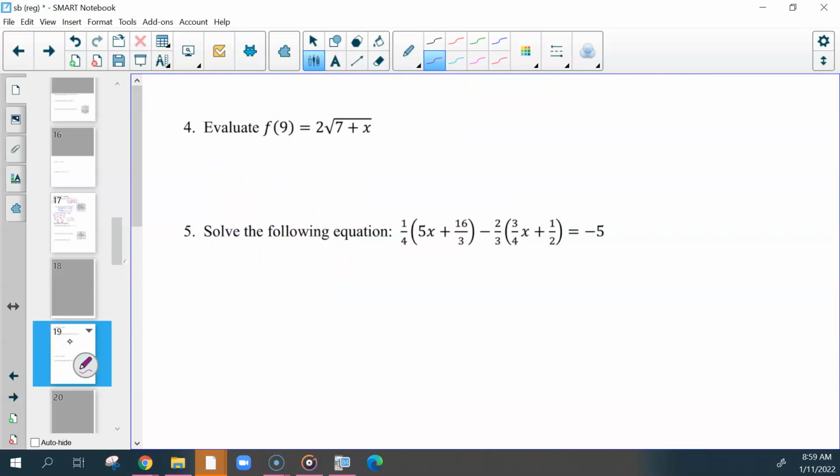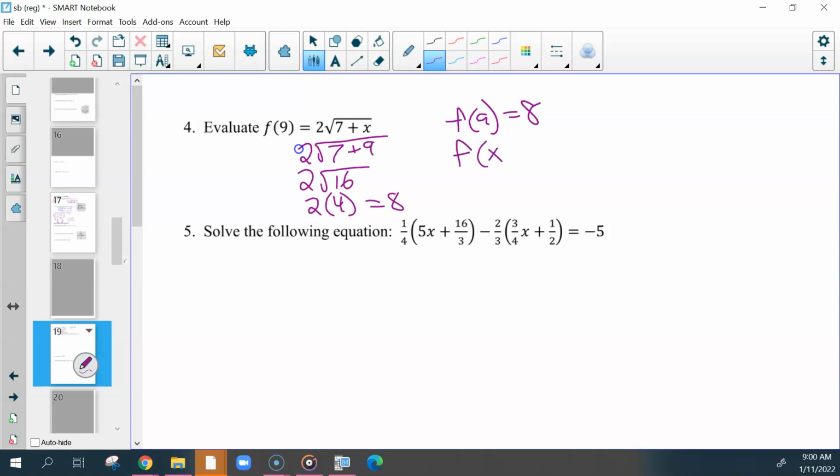Number 4, we need to evaluate. So that means take f of 9. We're going to put 9 in for x. So 7 plus 9. That's going to give us 16. The square root of 16 is 4. And 2 is right next to it. So we're multiplying. We get 8. So you can say f of 9 equals 8. Or f of x equals 8. Either or.